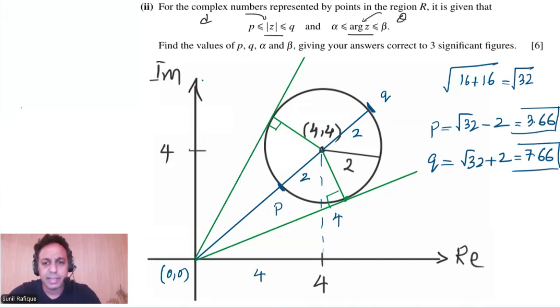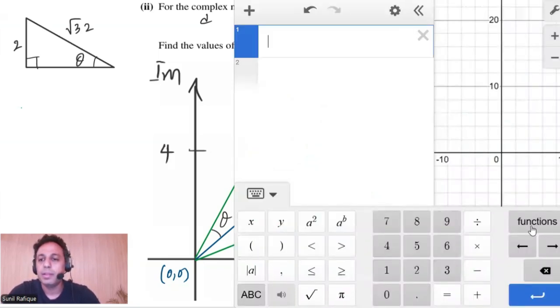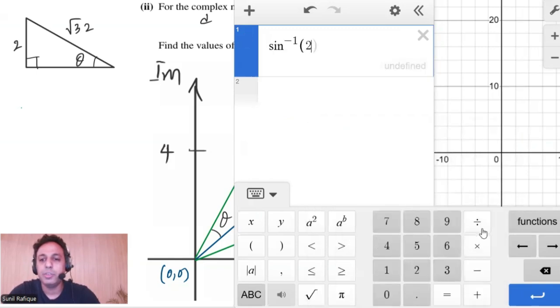Okay, how do we get these angles? You can use these right triangles. So if this is a 2 and we know that this is the square root of 32, can we get this angle? Let's get this angle. So I've got a triangle like this. The height is 2, the hypotenuse is square root 32. How to get this angle? So I can use SOHCAHTOA. So let's do the function sine inverse of 2 divided by the square root of 32.